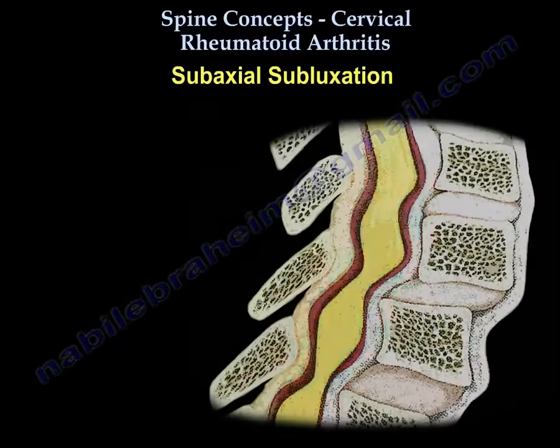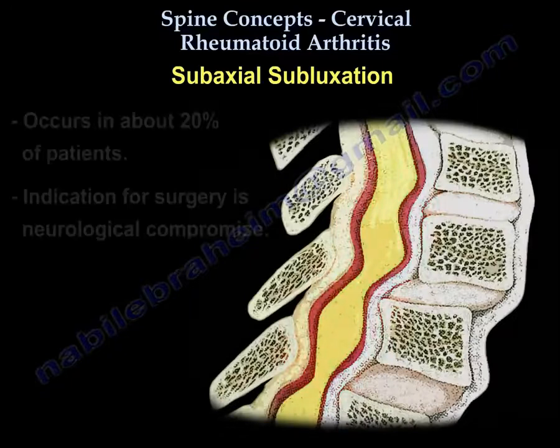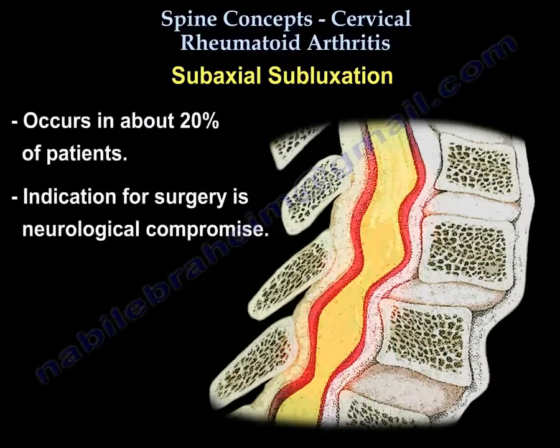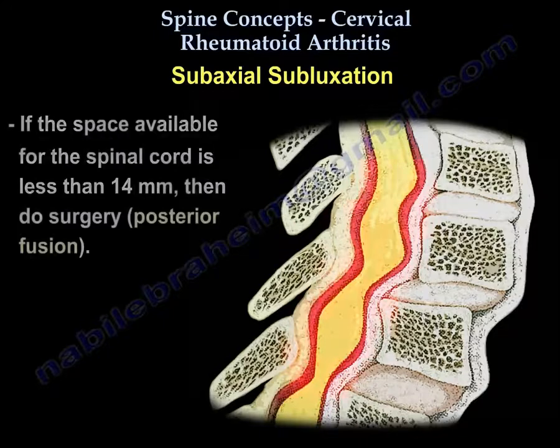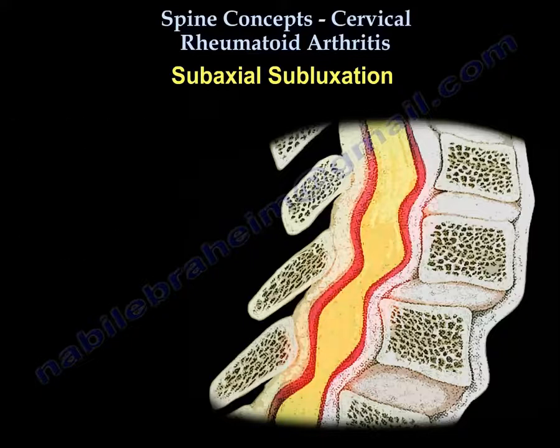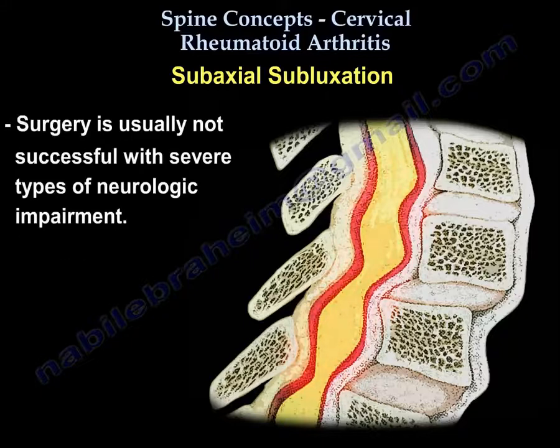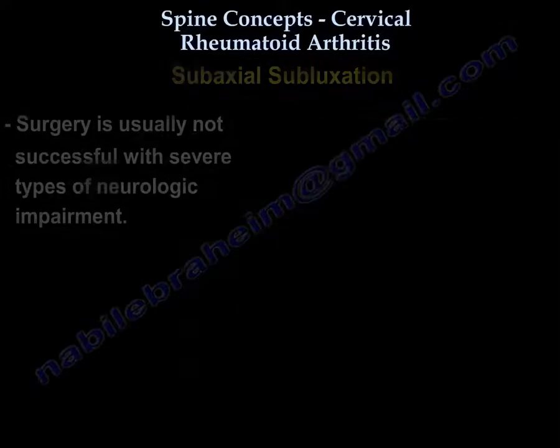The third condition is the subaxial subluxation, which occurs in about 20% of the patients, and the indication for surgery is neurological compromise. The space available for the cord is less than 14 millimeter, then do surgery. Do posterior fusion. Surgery is usually not successful with severe types of neurologic impairment.